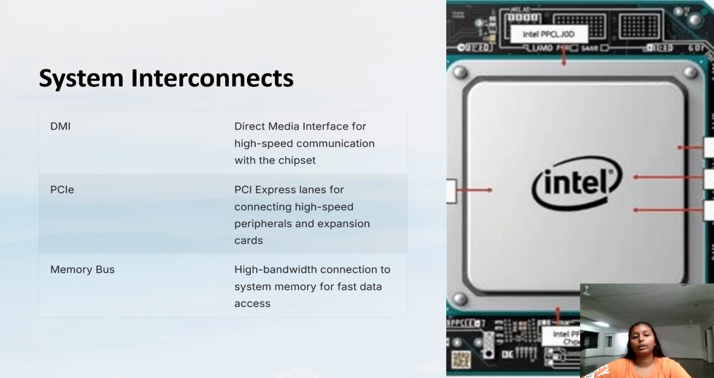PCI Express link for connecting high-speed peripherals and expansion cards to the processor. Depending on the specific i5 model generation, it may support multiple PCIe lanes, allowing for higher data transfer rates. The memory bus is used for communication between the CPU and various components on the motherboard, such as temperature sensors, fan controllers, and power management ICs. These allow for monitoring and managing system health and performance.